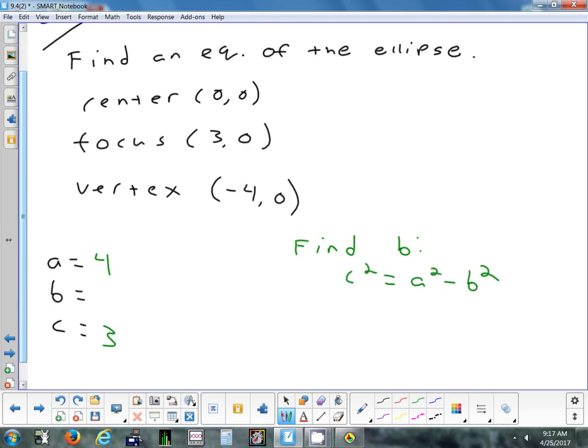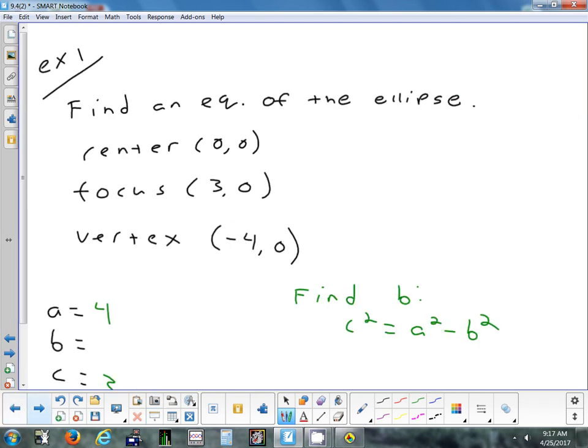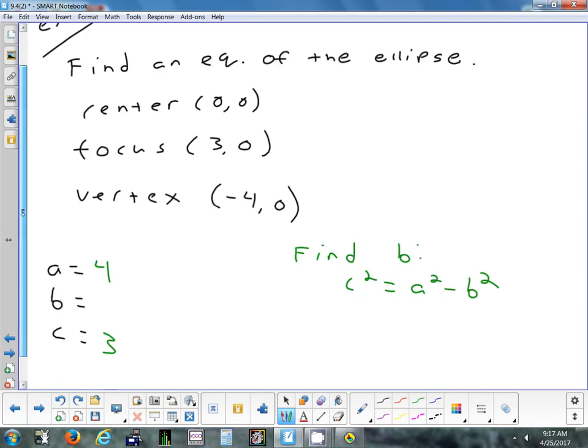And I'll fill in what we know. So indirectly, you do need C to get B. But when we write our final answer, it won't be part of the final answer. Yeah, let's go through it and see.